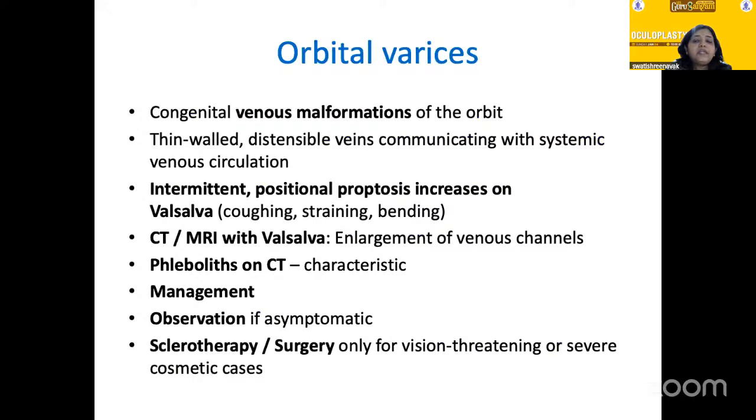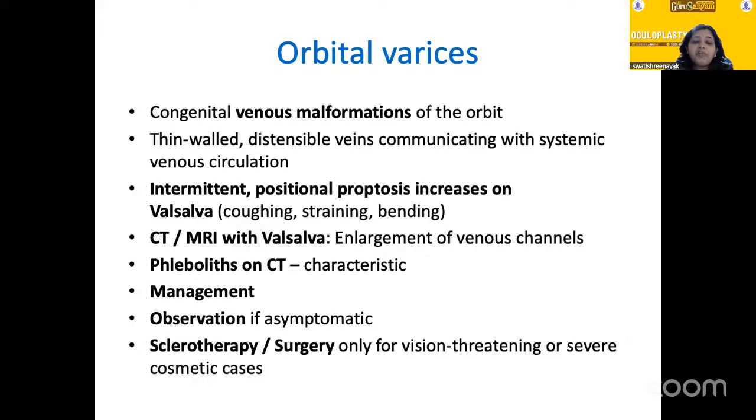So coming to the second category, we have orbital varices. These are congenital vascular venous malformations. They are very thin walled, distensible veins. They communicate with the systemic venous circulation. So here it is an intermittent and positional proptosis, and that increases on Valsalva. So that is the characteristic feature.